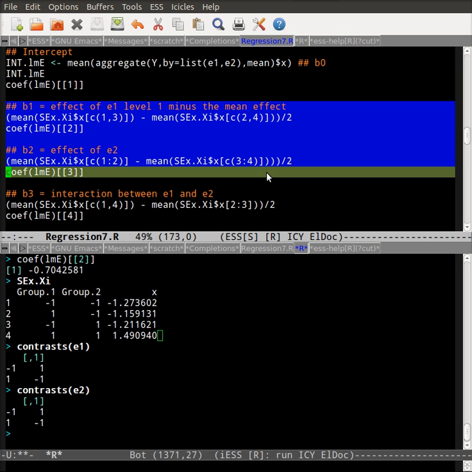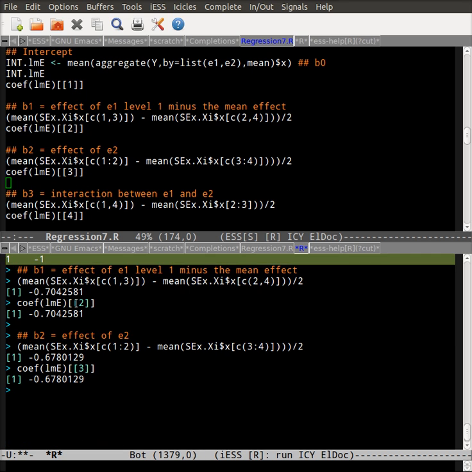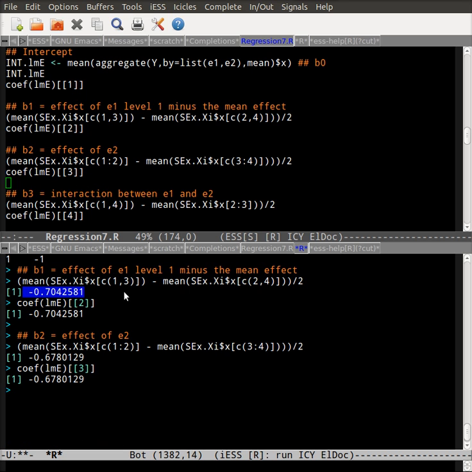Just to show you, this is exactly what we get. We get this coefficient is what we did by calculating from the means, and this is the coefficient from our linear model. This is calculated from the means, this is from our linear model.